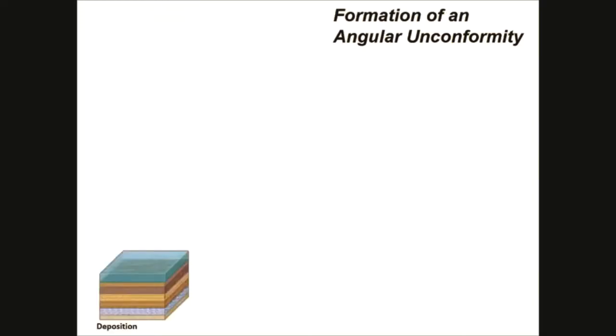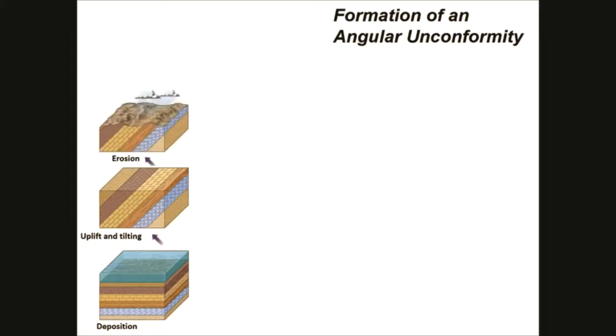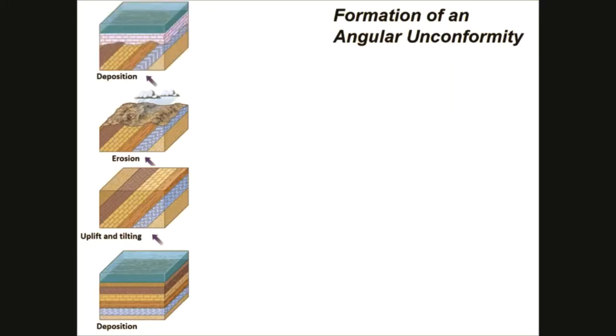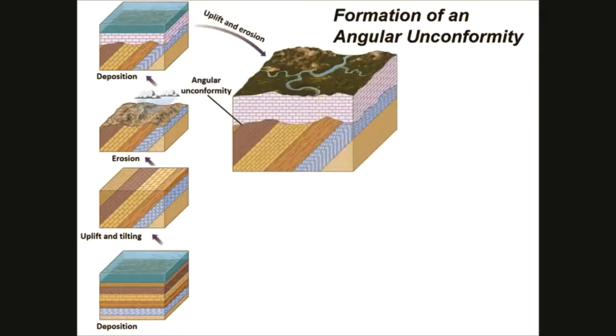Well, first we have to form the older sedimentary rocks. Now remember, the principle of original horizontality tells us that those sedimentary rocks were originally horizontal. Then something happens, a tectonic activity where it's uplifted, in this case it's tilted, or it could have been folded. Then there's weathering and erosion, so it erodes down, creates an erosional surface, and then sediment deposition resumes, forming the angular unconformity.